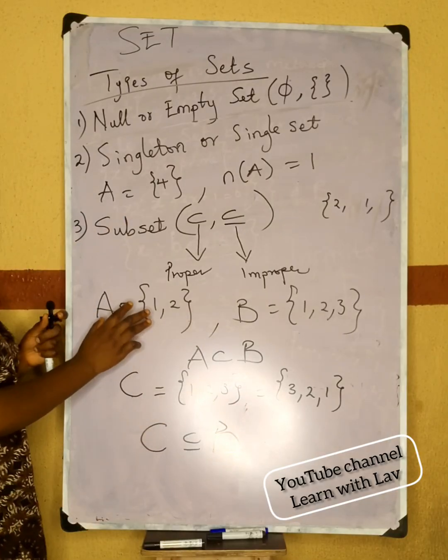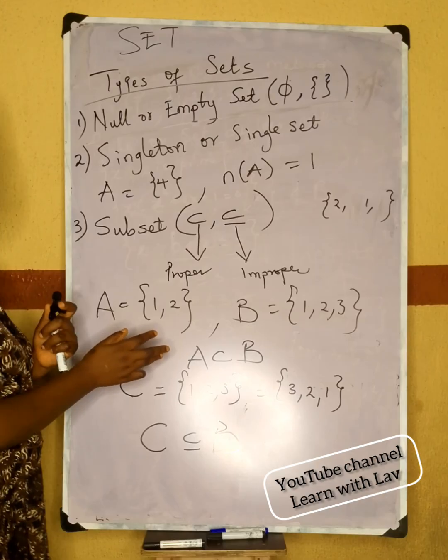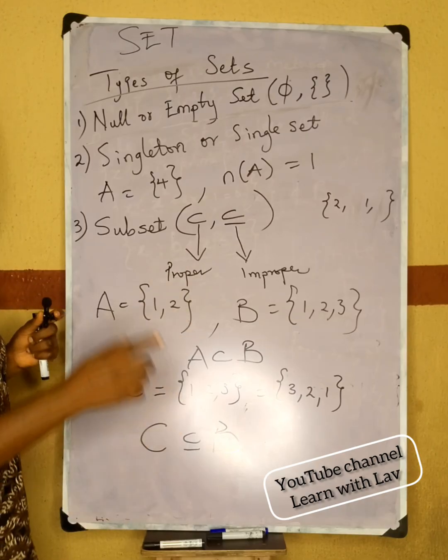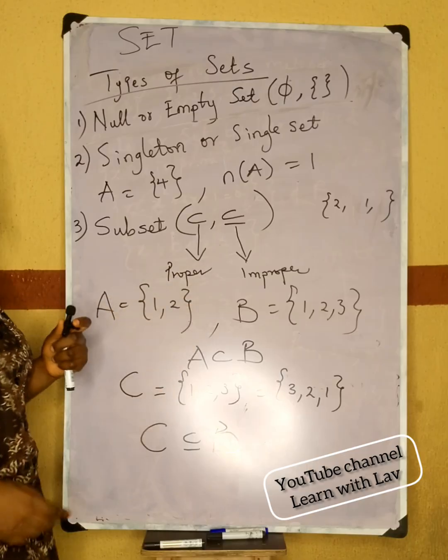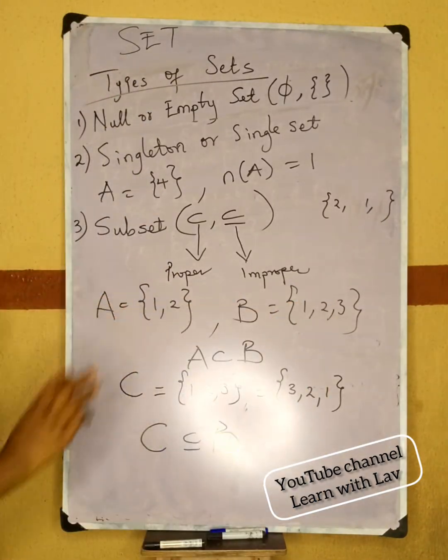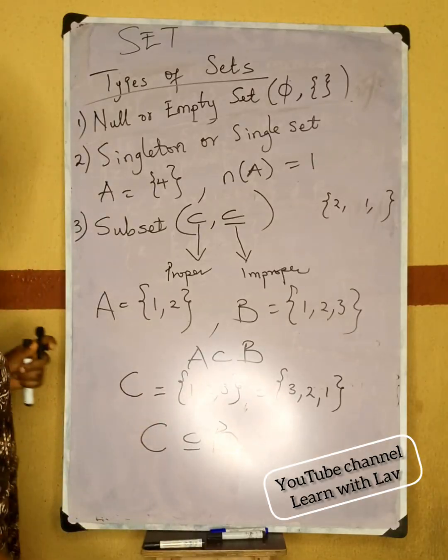While A is just a proper subset of B because the elements of A are gotten from B. A is a proper subset of B because the elements of A can be gotten from what? B. So that's what we mean by subsets.